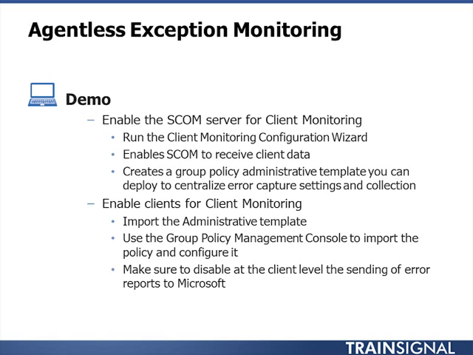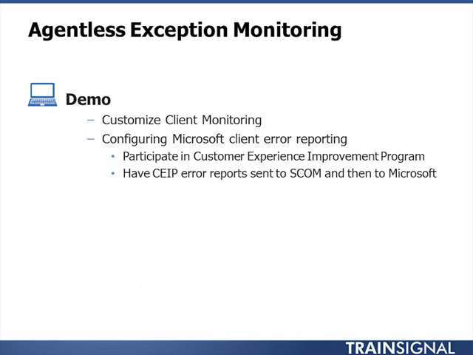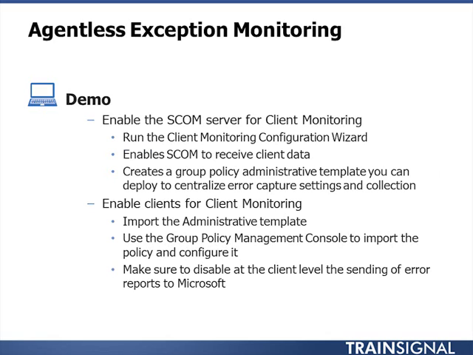So here's what we're going to do. We're going to enable Operations Manager for client monitoring. And then we're going to enable the clients for client monitoring. I mentioned before that we had to do something to make them realize that they were supposed to send their reports on to Operations Manager rather than just to Microsoft. And we're going to use group policies to make that happen. And then we'll do a little bit more with customization of the client monitoring feature. So without further ado, let's go over to the Operations Manager environment and get started configuring agentless exception monitoring.